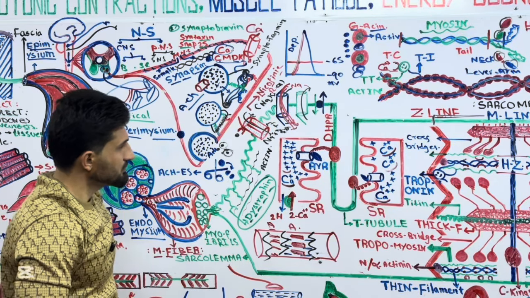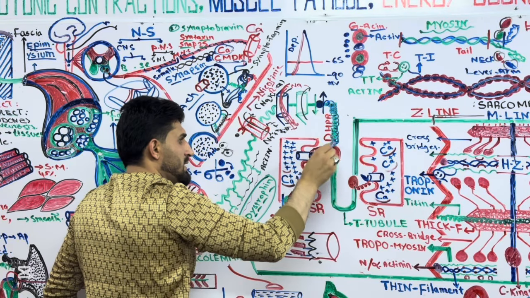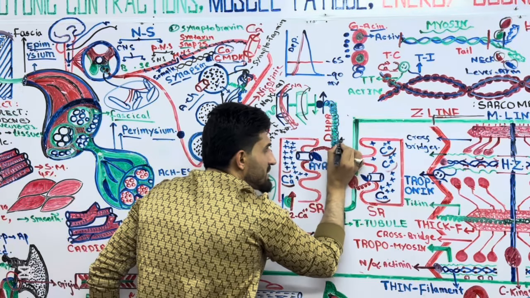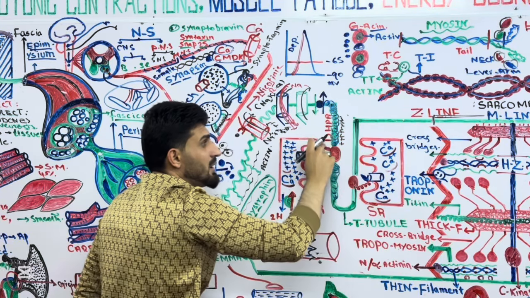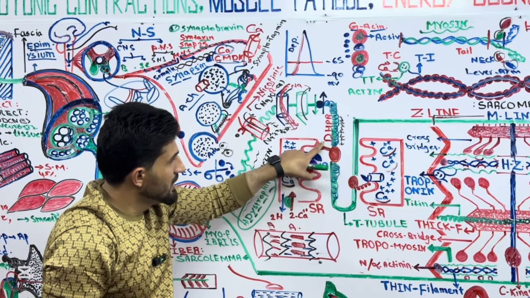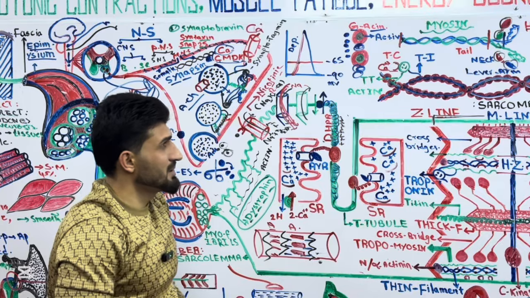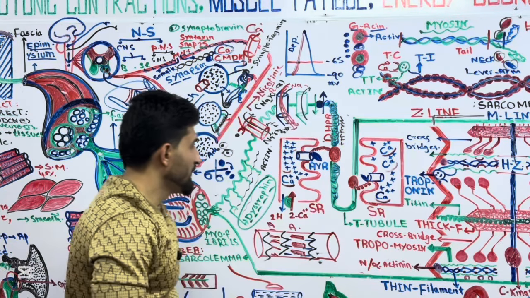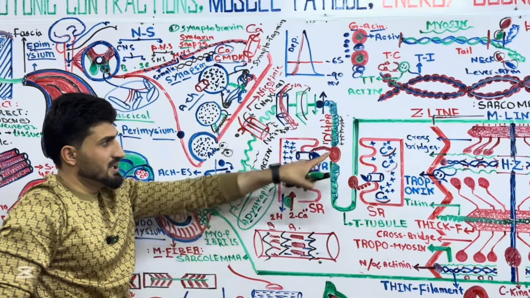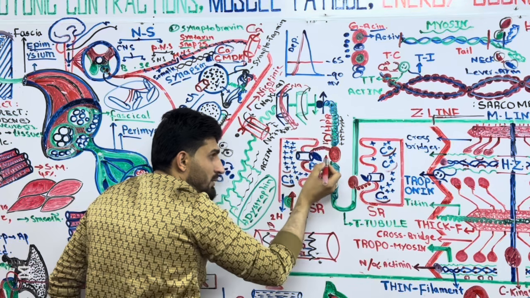Now, this depolarization and repolarization continue deep into the T tubule, or transverse tubule. These changes in charge, the depolarization and repolarization, activate a special receptor protein called the dihydropyridine receptor. We have some drugs related to this receptor that we will talk about at the end of this video. So the dihydropyridine receptor is activated by this depolarization and repolarization.